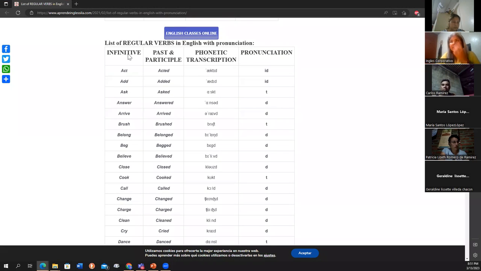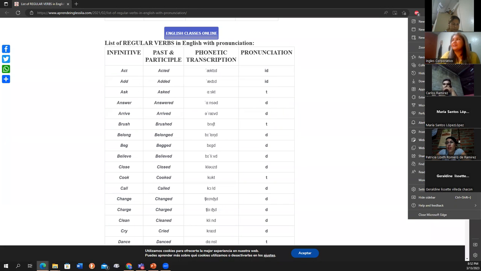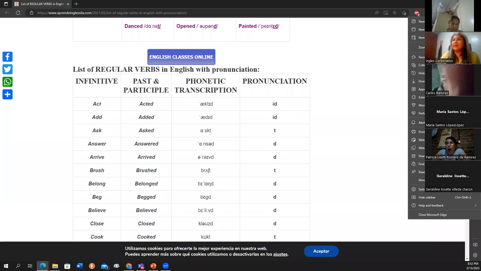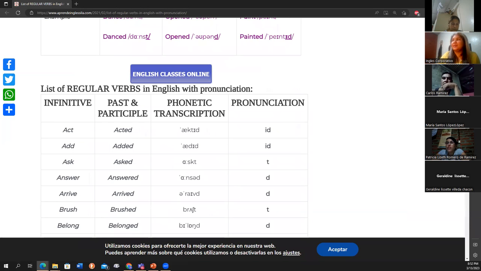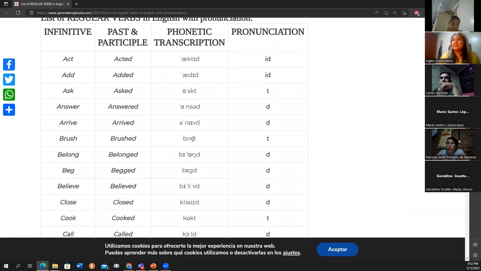Okay, here we have the verb. Tenemos el verbo en presente, luego lo tenemos en pasado. Luego tenemos la descripción fonética, que si ustedes se van a un diccionario, la descripción fonética es esta. Y la pronunciación, si es con ED, si es con T o es con D. Okay, the examples that we have here, ahí lo van a tener ustedes en el link para que los puedan ver después. And you can practice. Okay.